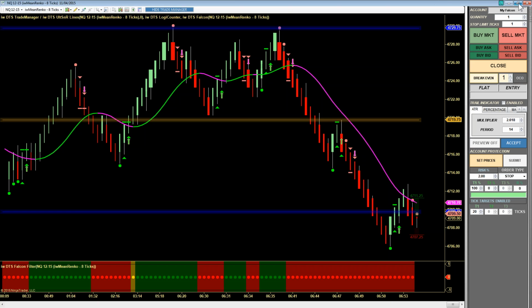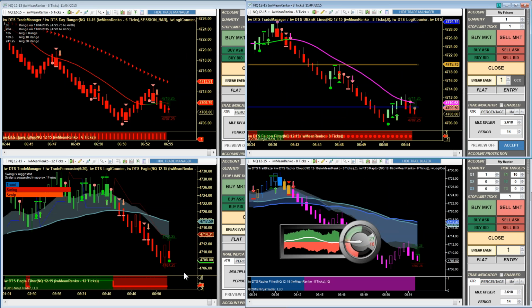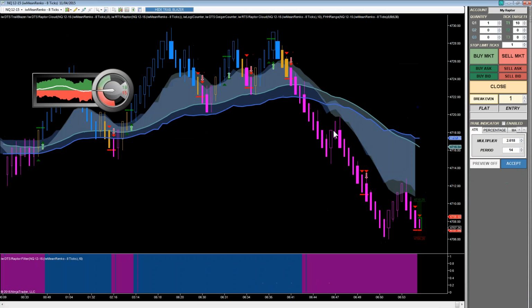All right. So looking for that reaction now, let's take a look here at the Raptor. Oh, the Raptor also produced a signal. It's too bad it didn't produce a little bit higher here. Typically, when we get these cloud crossovers and the market sneaks back into the cloud, we generate the signal a little bit higher.